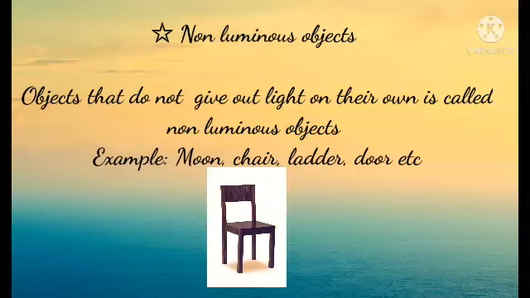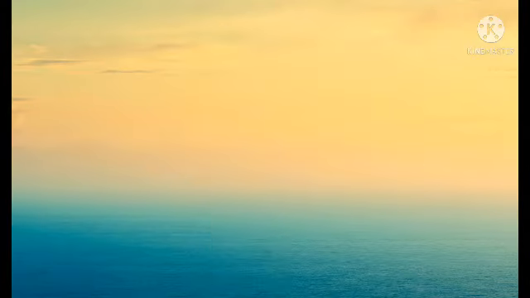What do you mean by the non-luminous objects? Objects that do not emit their own light are called non-luminous objects, or the objects which don't have their own light are called non-luminous objects. For example, moon, chair, door, ladder, etc.